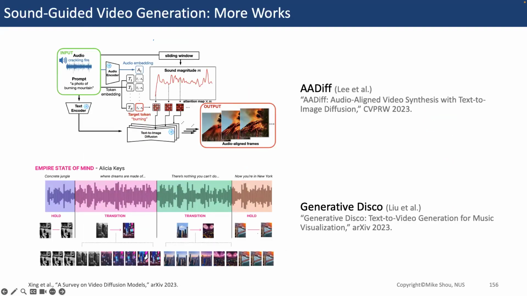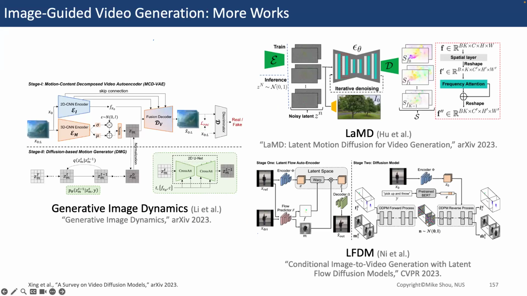And here, some works use audio or sounds as a condition for video generation. And another category is image guided video generation. Since we have touched on this in previous subtopics when discussing how to make an image move, there are quite a lot of works working on this kind of image to video generation task.